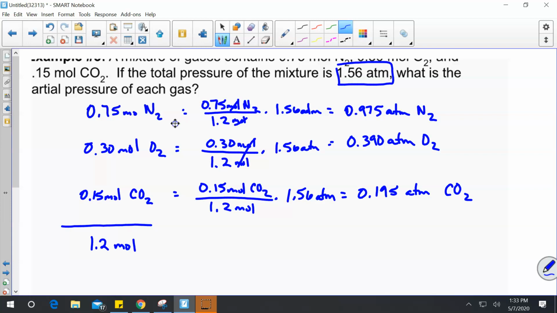If you look at your moles, this is the least moles. It's going to have the least amount of pressure. This had the greatest moles. It's going to have the greatest amount of pressure. You can even look at this, this is a 2-to-1 ratio. So this should be half as much, and it is. If you add up this, this, and this, it should equal this 1.56. Okay. That's kind of our mole, using our mole ratios to calculate those.